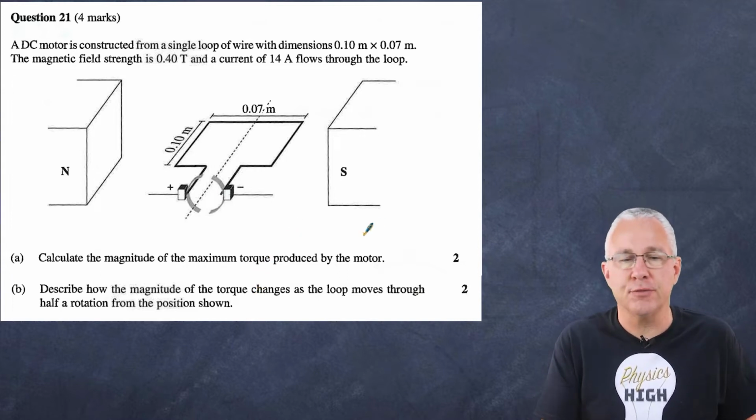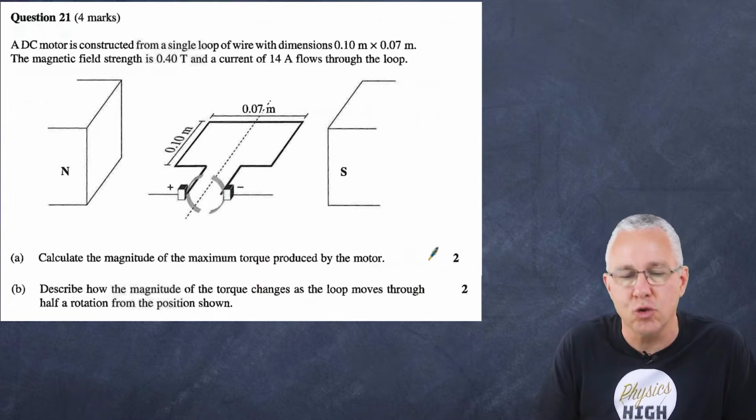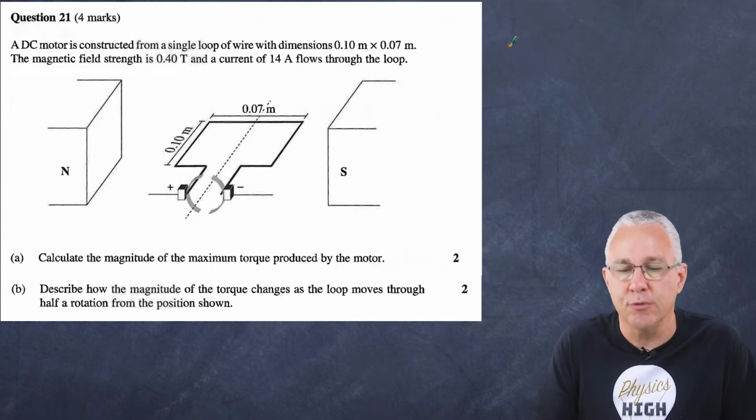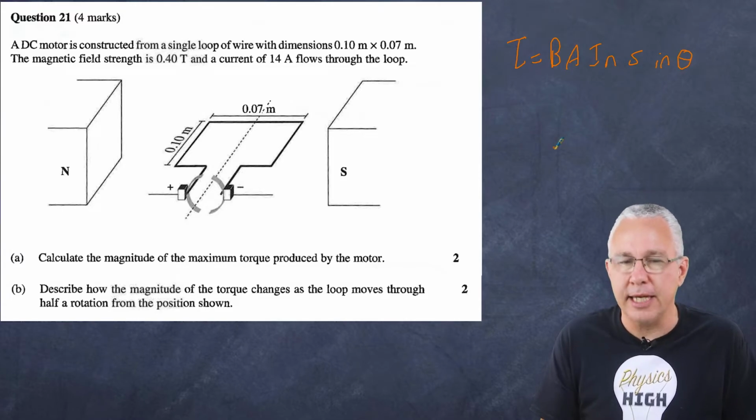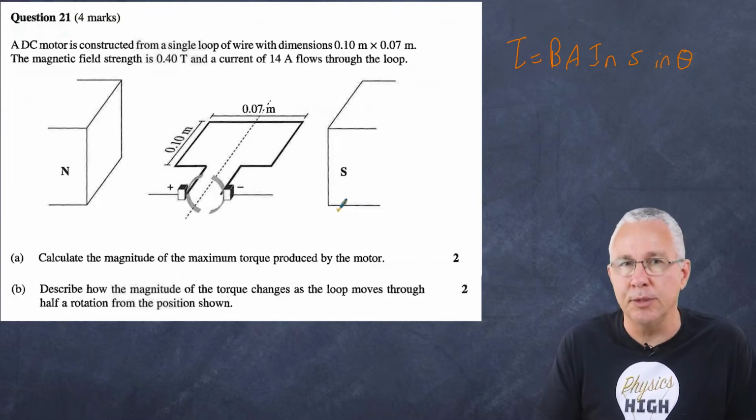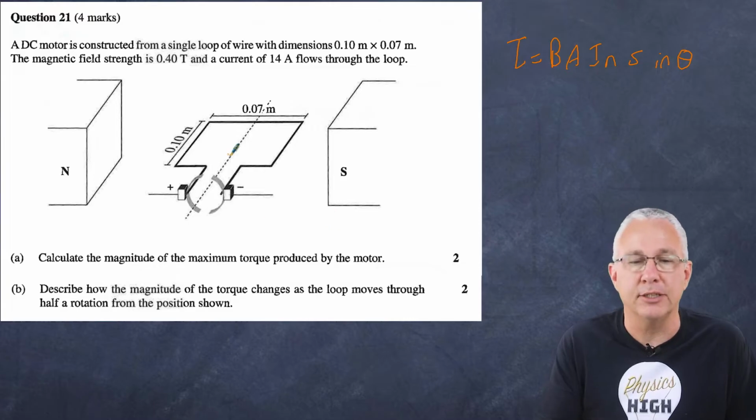So let's start off first of all by analyzing the diagram. Our torque is due to the formula torque being equal to BAIn sine theta. Now, what is theta? Now, theta is the angle between the magnetic field lines and the plane vector. So the plane vector is actually pointing upwards.